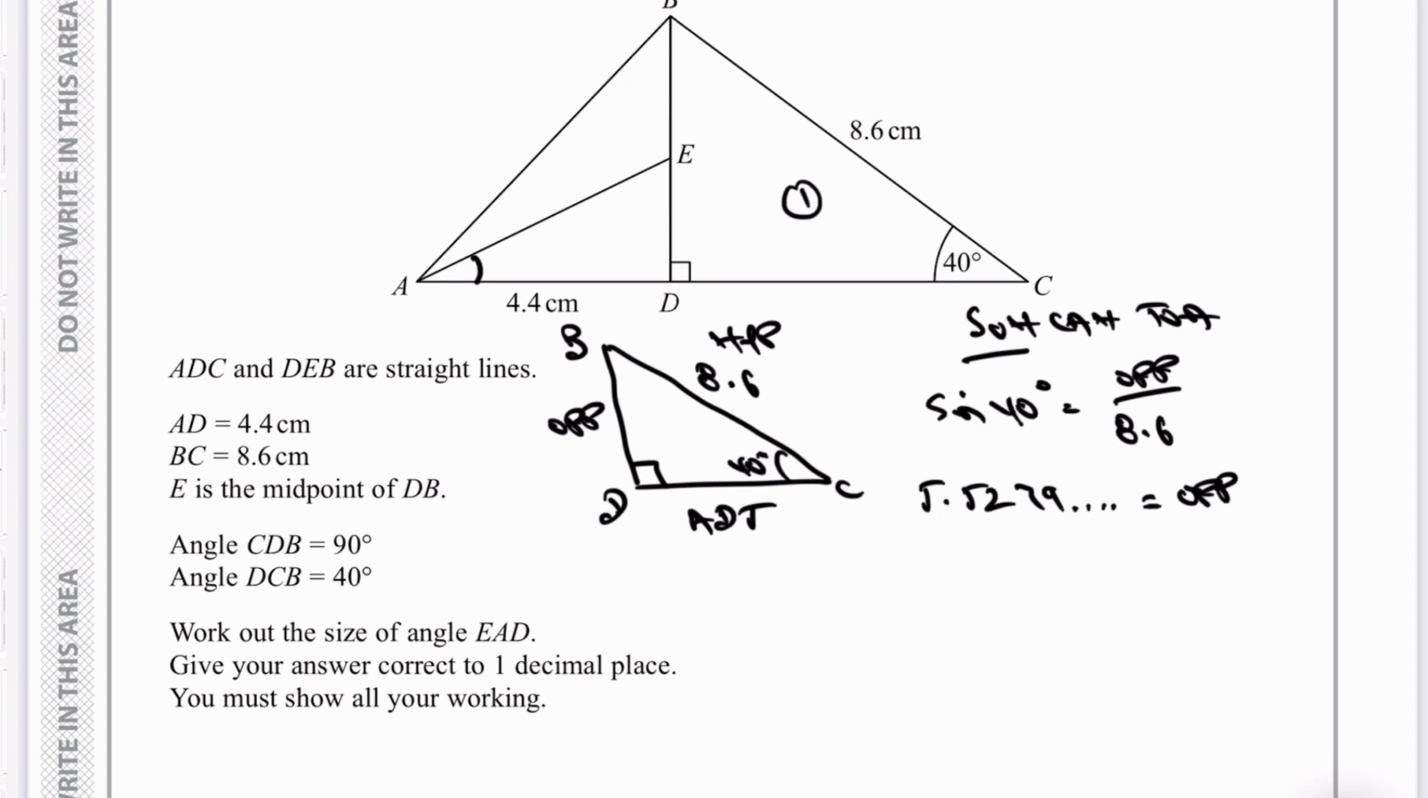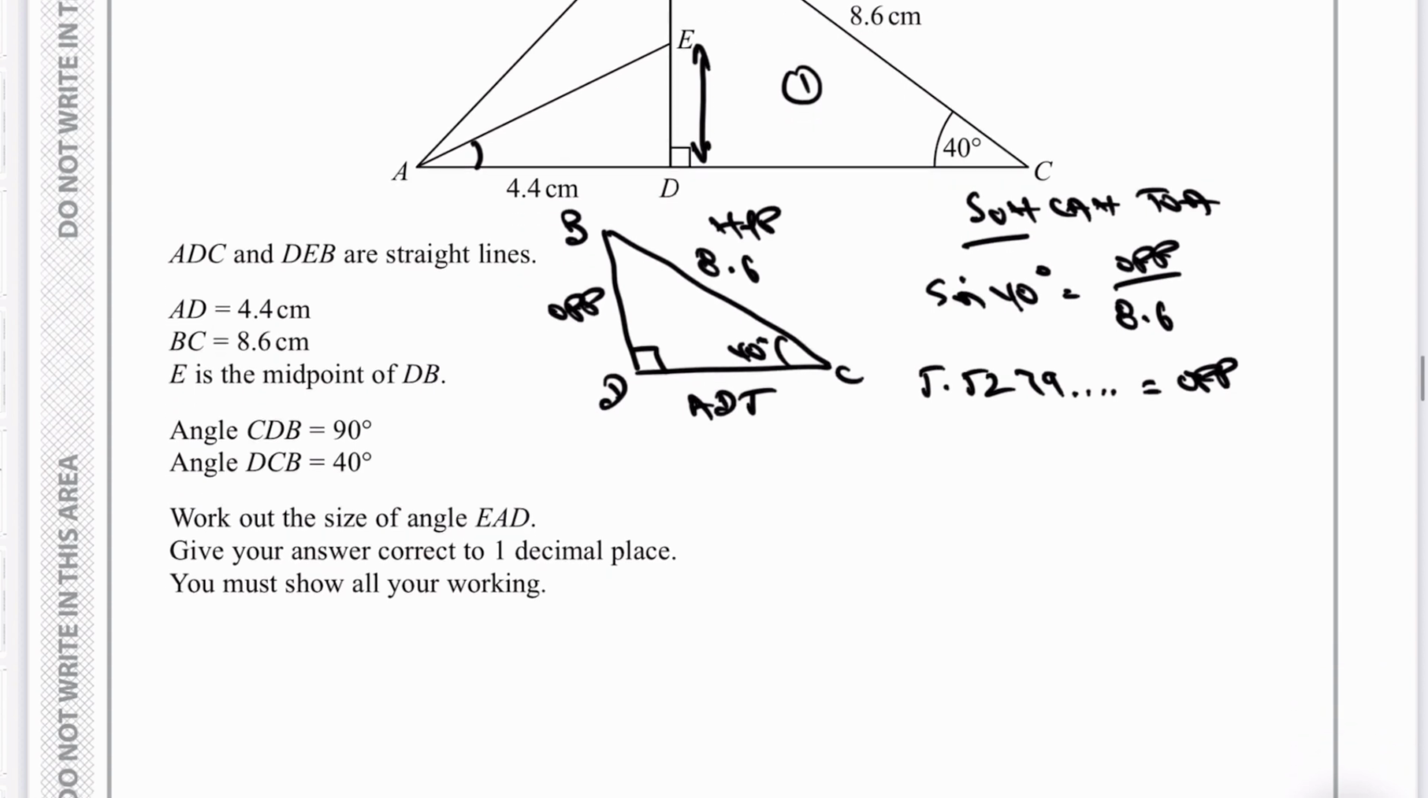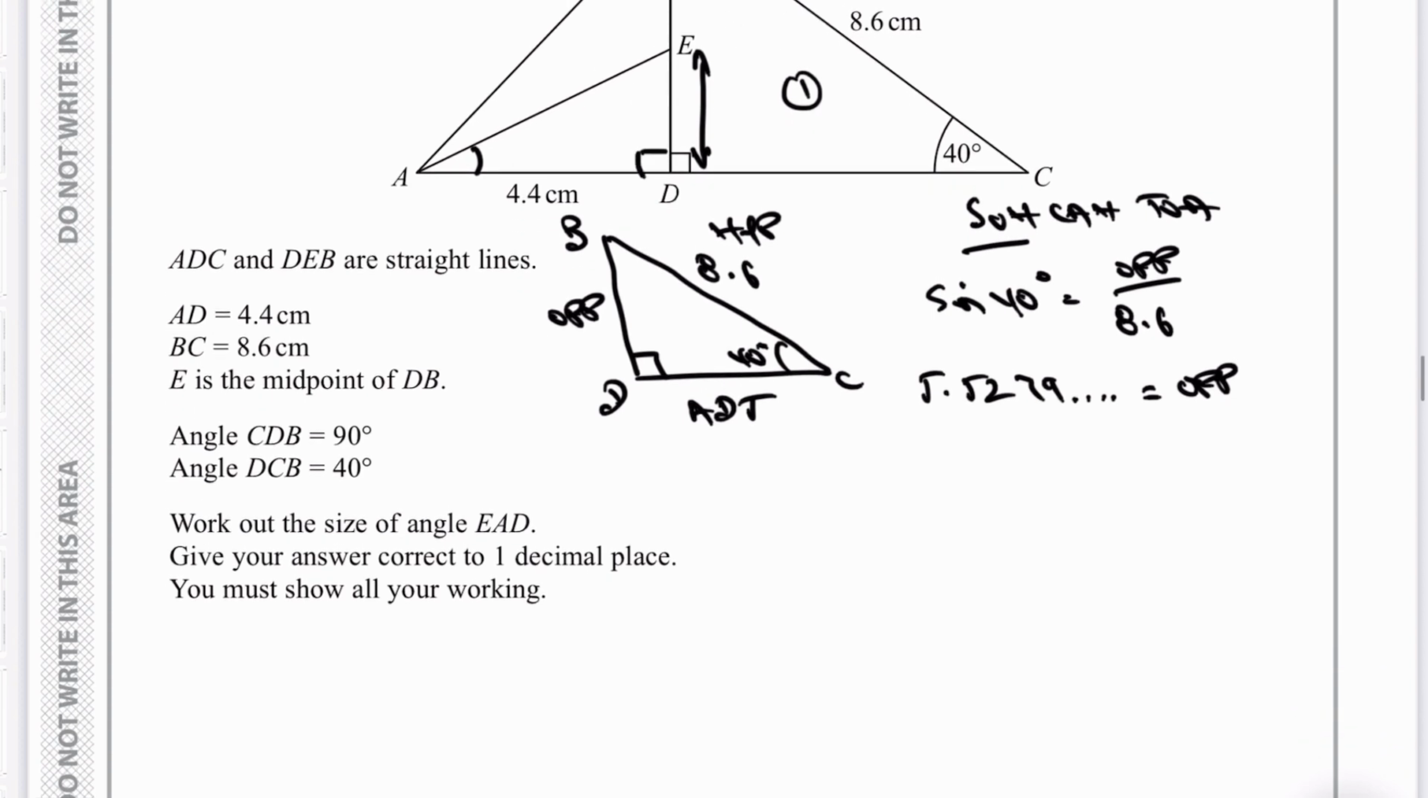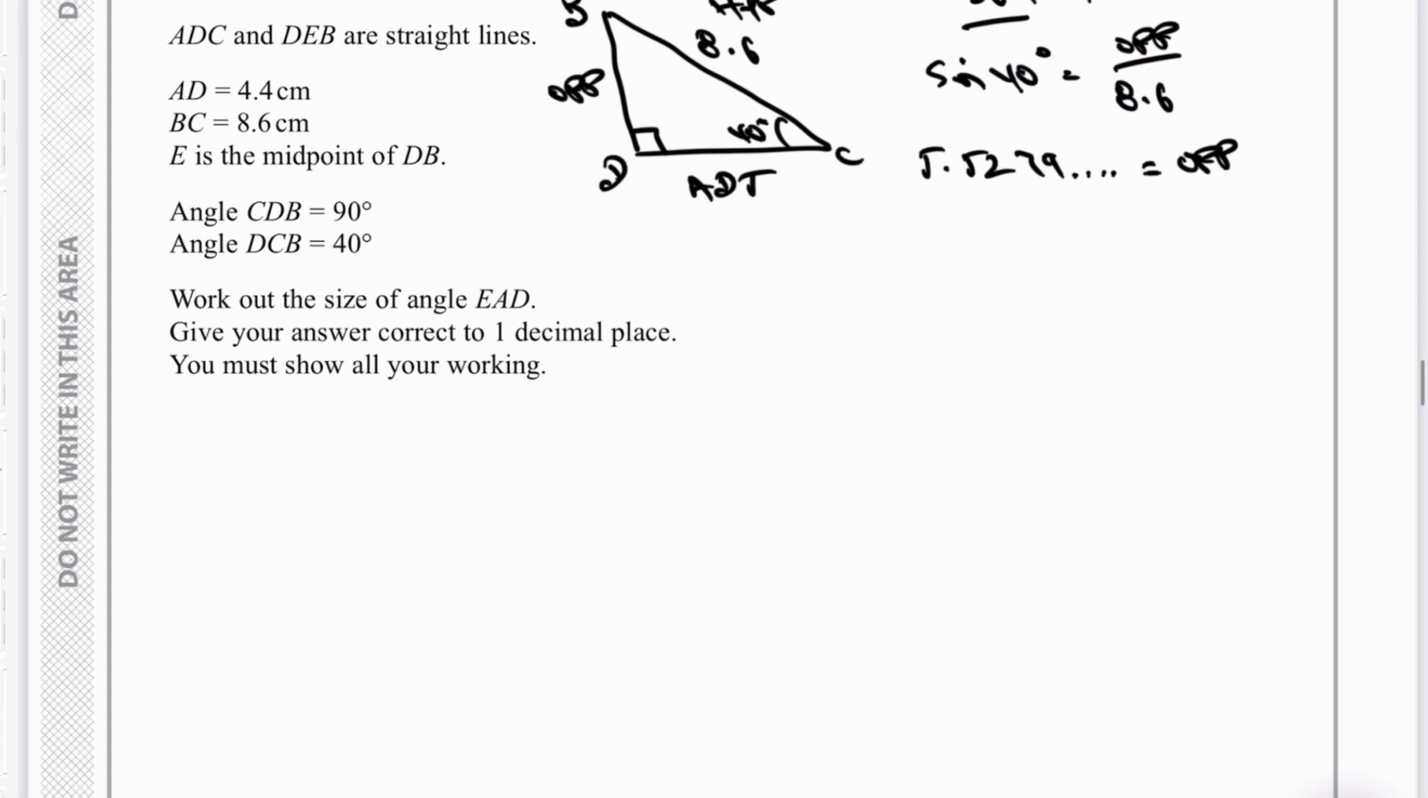And that's fine by me, because what I know now is that E is the midpoint. So basically this length here is going to be half of the 5.5279, and so on. Okay, so I can use that information because I've got another right angle triangle, which is going to be EAD. Now just bear with me, hopefully on the screen it'll be alright. So let's have a look, and I've got this other right angle triangle here, and this is going to be ED. Now ED is going to be a half of 5.5279.